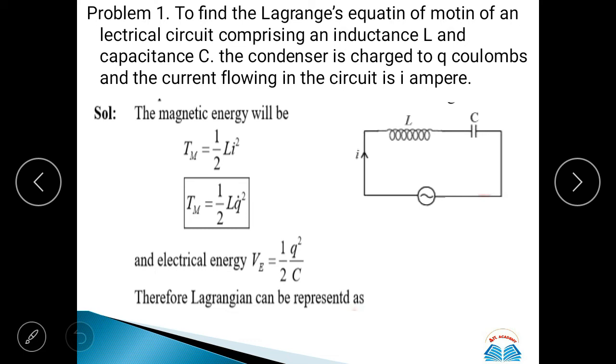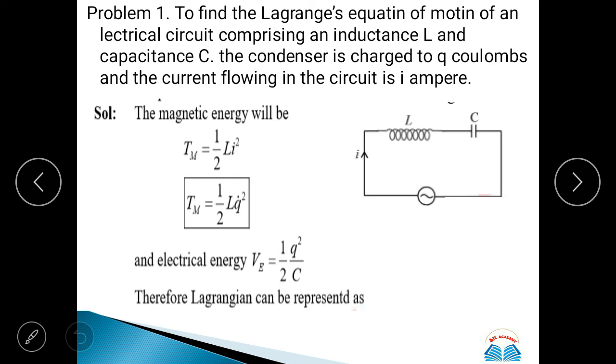Now I'll try to do some problems here so that you can understand these previous examples thoroughly. Problem 1 for you is to find the Lagrange's equation of motion of an electrical circuit comprising an inductance L and capacitance C. The condenser is charged to Q coulombs and the current flowing in the circuit is I ampere. This is the inductor, this is the capacitor, and current I is flowing through the circuit and the capacitor is charged up to Q. This is basically an oscillating circuit.